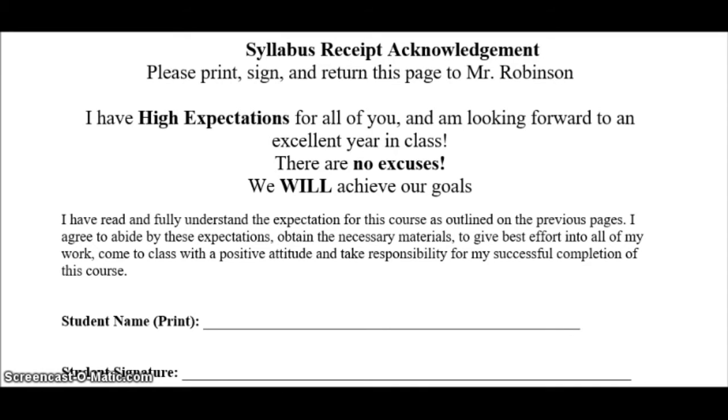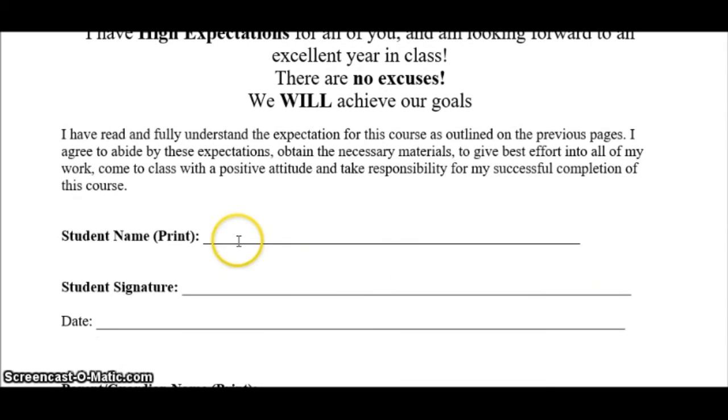This receipt acknowledgement says that you have read and fully understand the expectations for this course as outlined on the previous pages. You agree to abide by these expectations, obtain the necessary materials, give your best effort in all of your work, come to class with a positive attitude, and take responsibility for your successful completion of this course. You need to print your name, put your signature in the name, and date it.